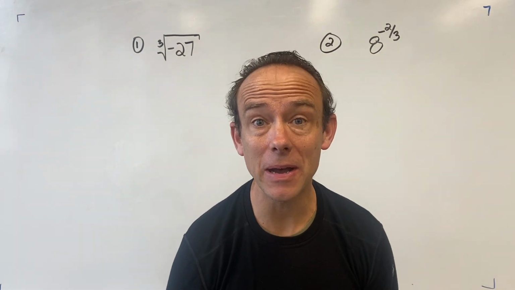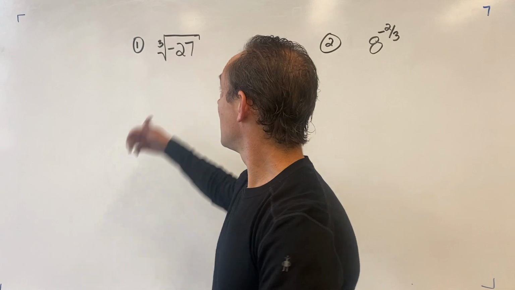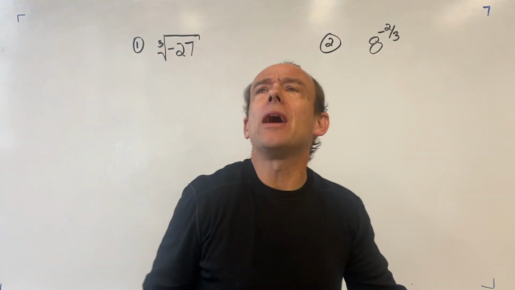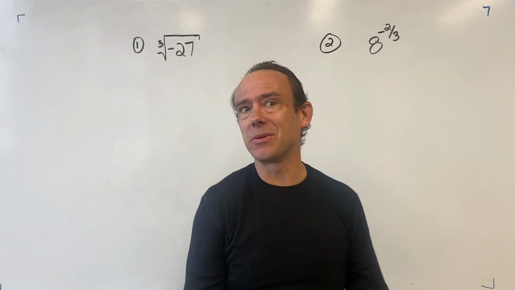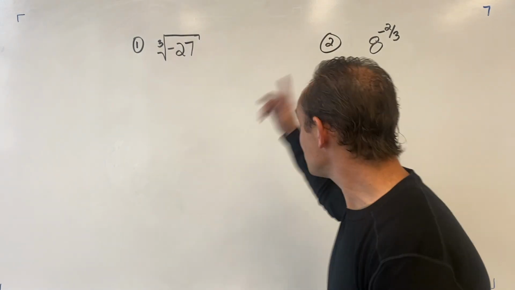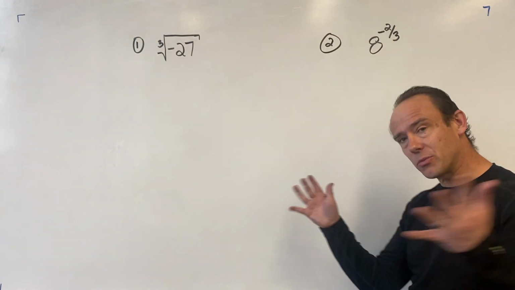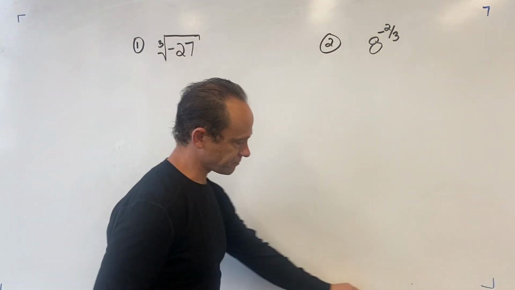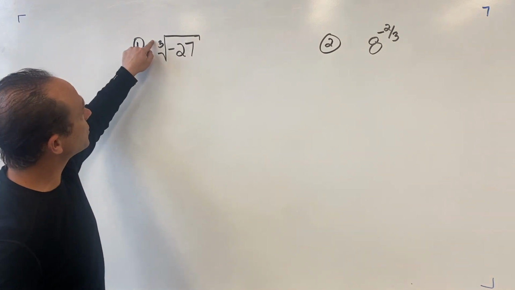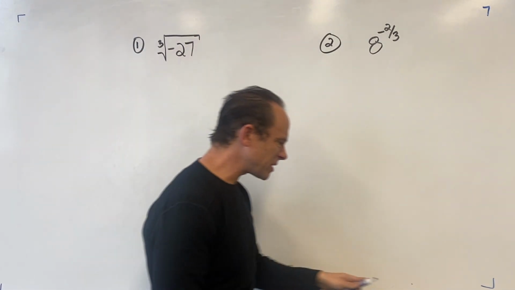Let's talk about how we throw negatives into radicals and rational exponents. How do we deal with that? Let's look at two situations here, pre-written on the whiteboard for you. Start here with number one. We've got the third root of negative 27.